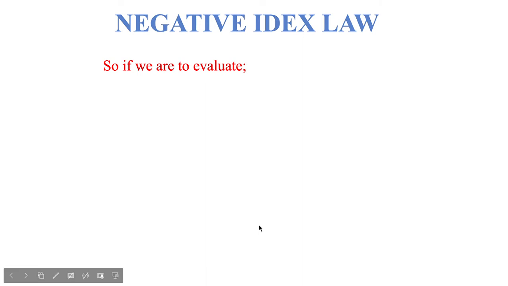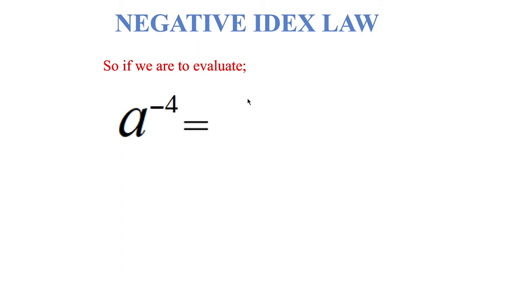Now, for example, if we are to evaluate a to the negative 4, it becomes what? It becomes 1 over a to the what? Positive power 4, which is this. So this is how we solve questions when given a negative index. In my next video, I'll be looking at questions on these laws.